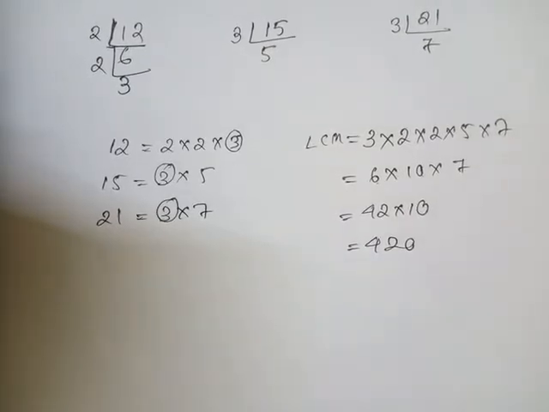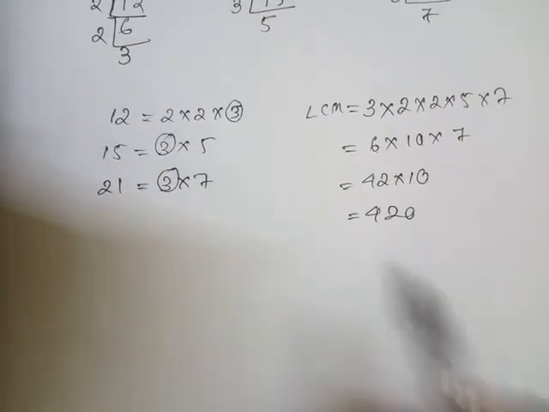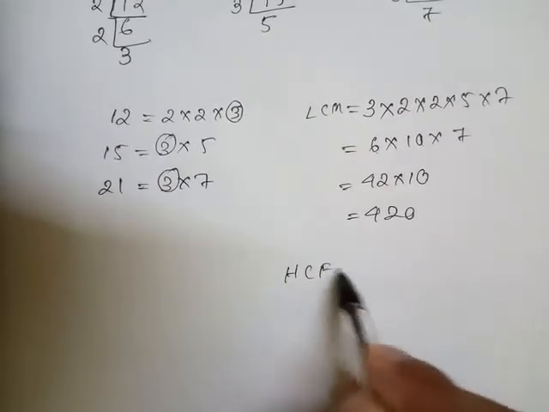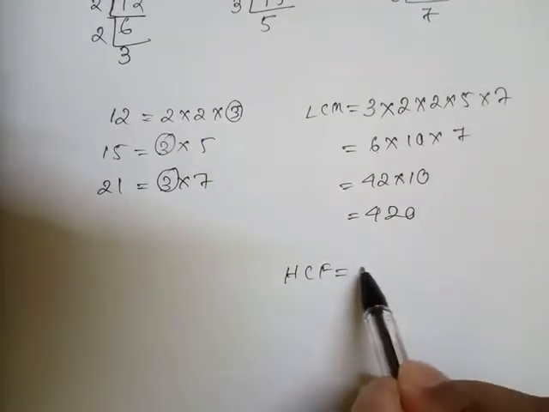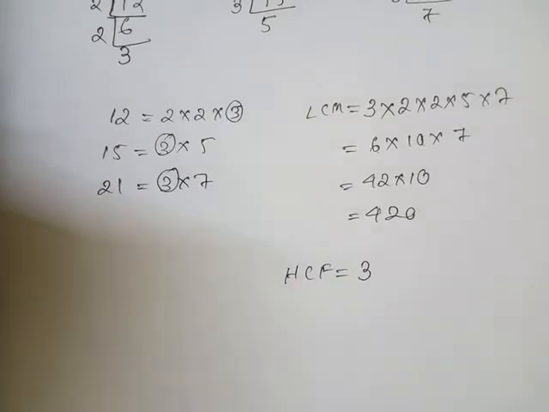This is LCM. Now for the HCF, we'll write here HCF, only common factors. HCF will take only the common, which means 3 is the common, so 3 is HCF. This is the answer of 3 Roman 1. Like this we will solve Roman 2 and 3 also, of question number 3, in a similar way.